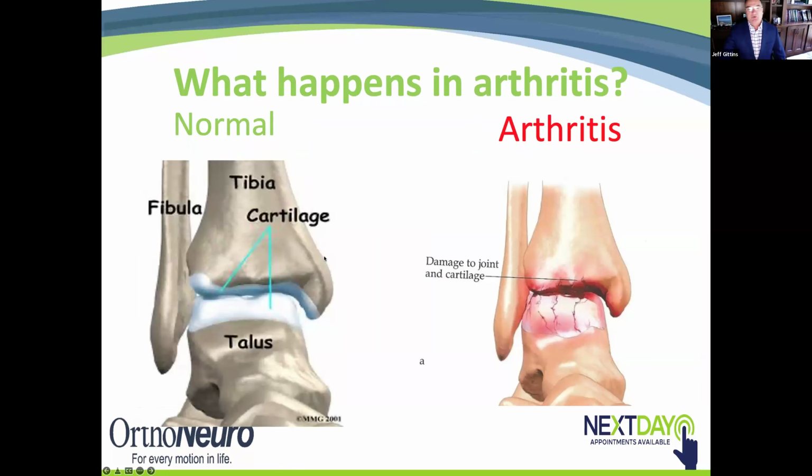Here is a cartoon showing arthritis with the normal cartilage. It has a smooth appearance, which allows for a smooth articulation, versus an arthritic joint space where the cartilage is damaged, cracked, and fragmented. It shows pain with range of motion as well as activity, especially when weight bearing.